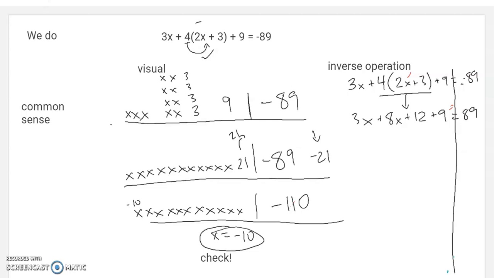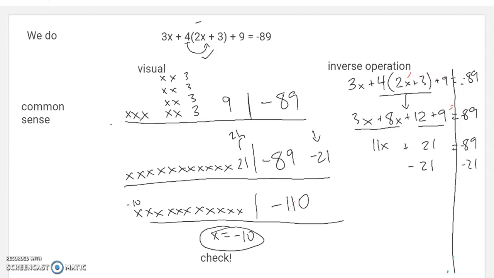Now I'm ready to combine like terms. Those can combine to 11x. Those can combine to 21. Makes 89. I'm sorry, negative 89. Take away 21, take away 21. We already did that over here too.